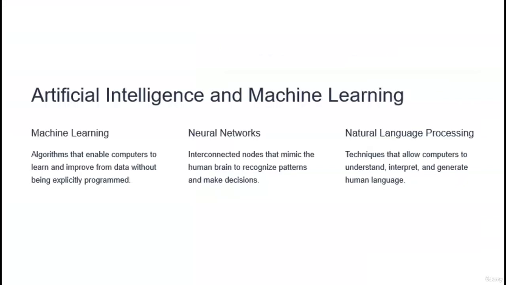Moving on to artificial intelligence and machine learning. AI and machine learning are cutting-edge areas of programming that involve creating systems that can learn and make decisions. Machine learning is a type of AI that allows computers to learn from data without being explicitly programmed. It's used in applications like recommendation systems, image recognition, and autonomous vehicles.